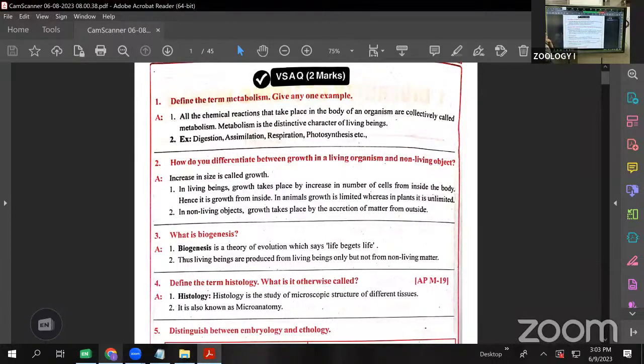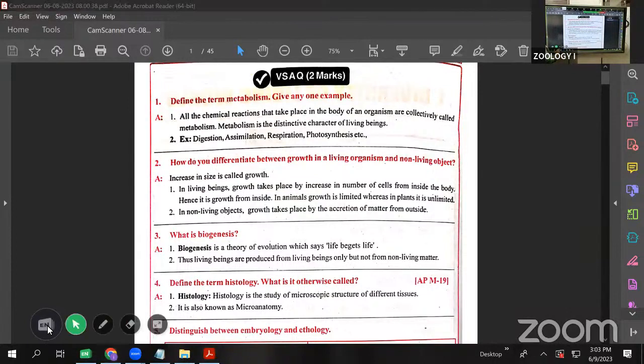We are in the VSAQs. Some lessons we finished. I think the second lesson we finished. I think we'll check out.